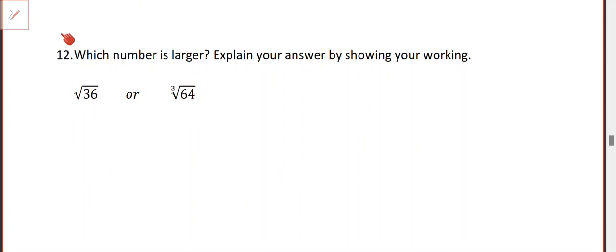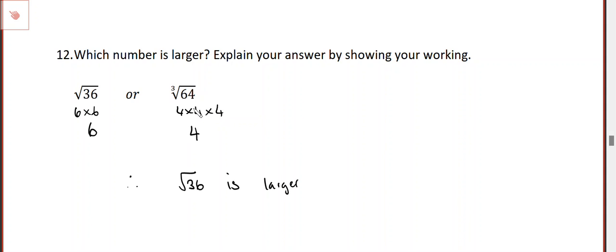Same with this question, which is larger. Well, the square root of 36 is 6. We know this one from before is 4. Therefore, square root of 36 is larger. 6 times 6 makes 36. 4 times 4 times 4 makes 64. How do we do square roots? Hopefully we memorize square roots of the square numbers. Cube roots, you're probably not going to memorize at the moment, but you've got a calculator, haven't you? Yeah, a calculator that you're allowed to use.